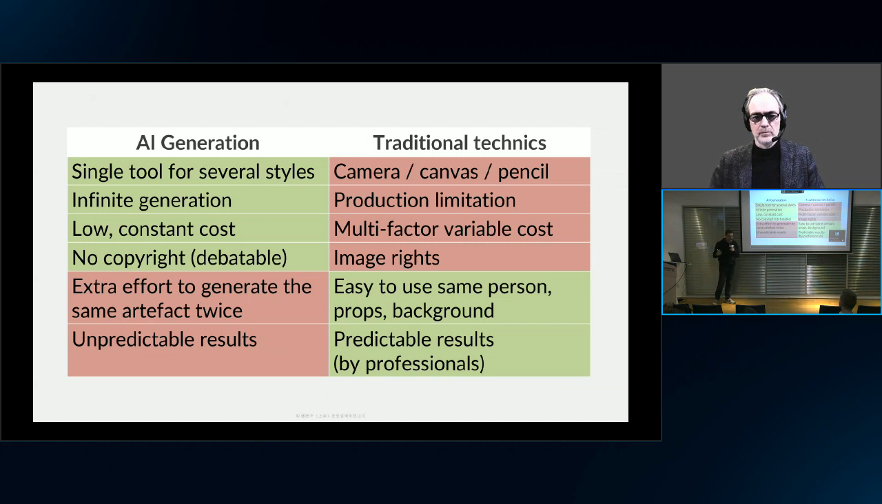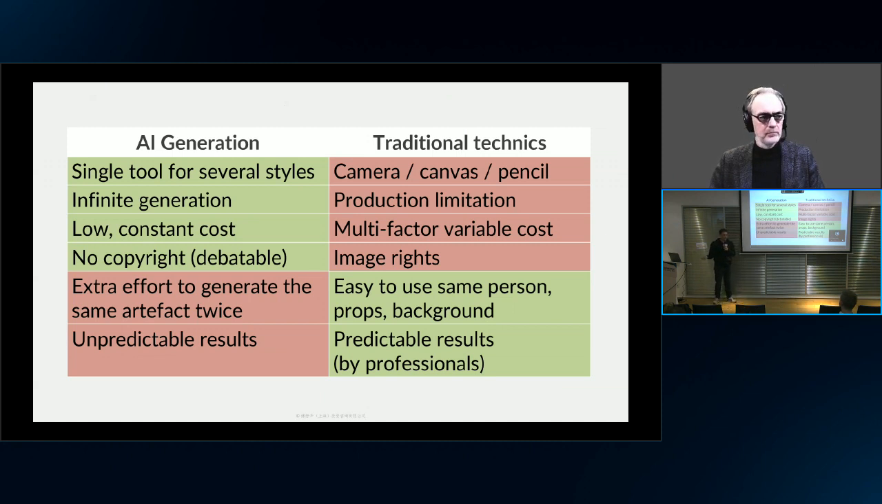With traditional technique, if I want an oil painting, I need a canvas, I need the oil, and I need a brush. If I want to take pictures, I need the model, I need a set, and I need a camera. If I want to do black and white drawing, I need a pencil and I need paper. But the AI tools, at least the one we're using, have been trained with a lot of different styles, and I can switch the style with the same tool, and get to the result that I want. So this is definitely a plus on the side of AI generation.